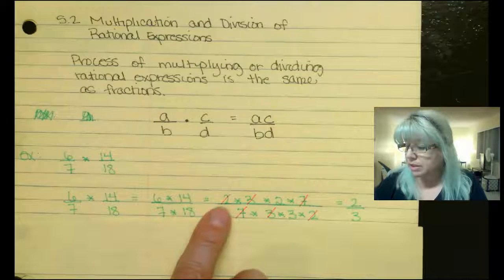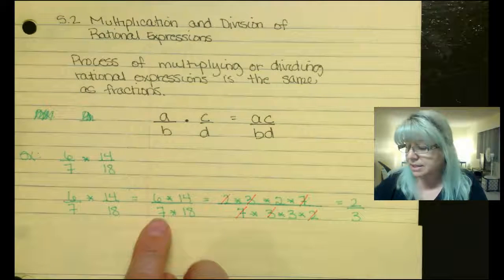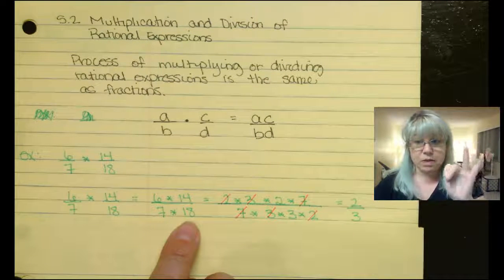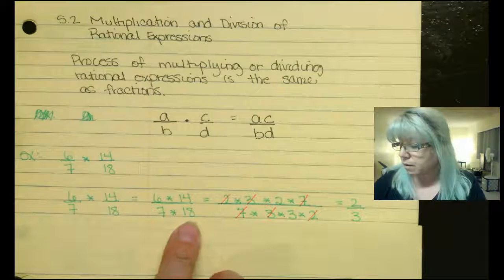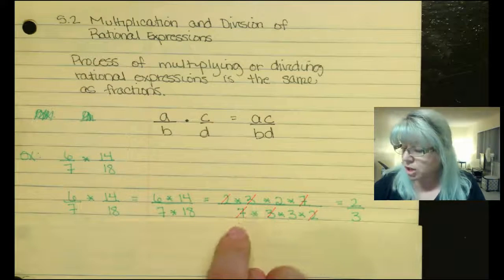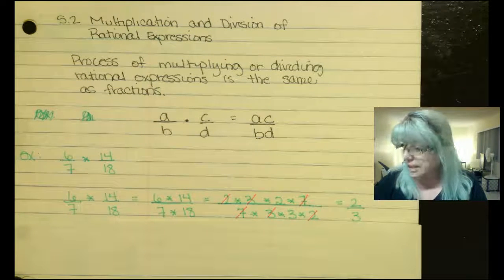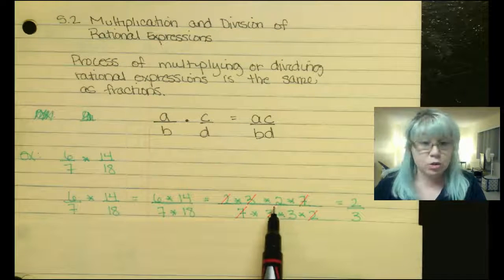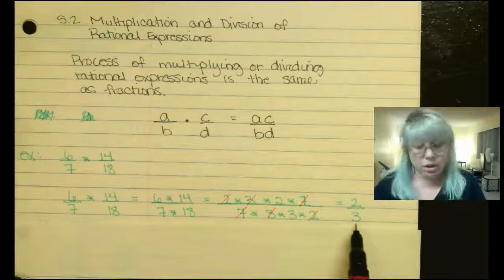So 6 can be broken down into 2 times 3, 14 can be broken down into 2 times 7. 7 is just a 7 because it's prime. 18 is a 3 times 2 times 3, or 3 times 3 times 2, or 2 times 3 times 3. It doesn't matter what order. I can see in the numerator I have a 2, a 3, a 2, and a 7, and in the denominator I have a 7, a 3, a 3, and a 2. Because they share a 2, a 3, and a 7, that only leaves a 2 in the numerator, 3 in the denominator, so my final result is 2 thirds.